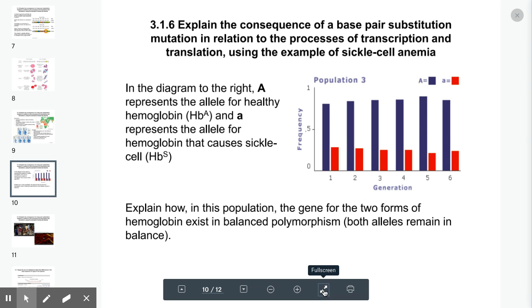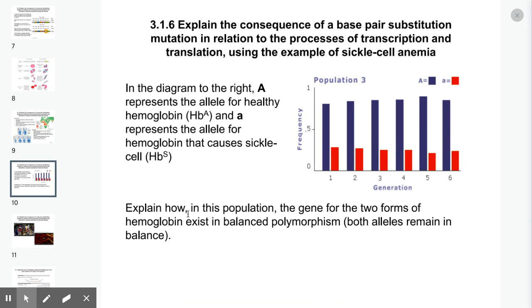I'm going to join 3.15 and 3.16 into one little conversation here. So 3.15 simply says outline, maybe state, how a mutation can lead to a new allele. And it's pretty simply explained, especially when we're talking about sickle cell anemia. So let's do that real quick.